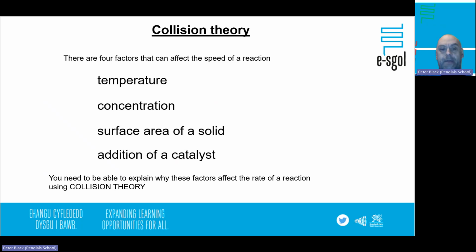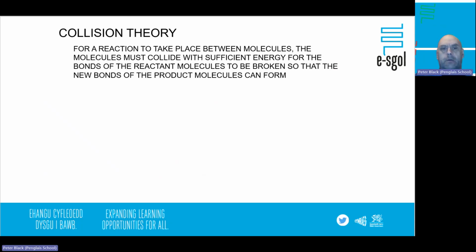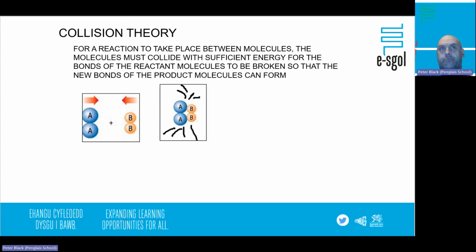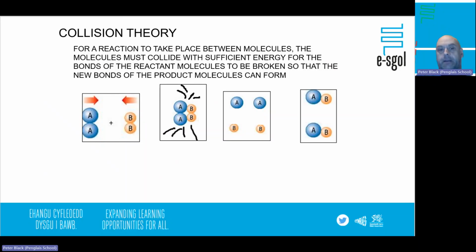So why do they affect rate? Well, it's all to do with this idea of collision theory. So we'll start with what collision theory is. Collision theory literally states that for a reaction to take place, particles have to collide. Once they've collided, the energy that's released in that collision will break their bonds so that they can reform into new products. You can see here we've got two particles, reactant A and reactant B. When they collide, there's energy released in that collision, and now you can see that those particles have been able to break apart from that energy being released, and that allows them to recombine to form our products.